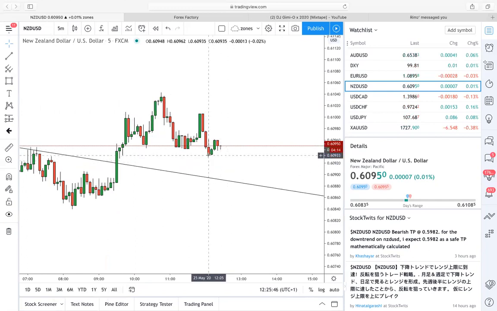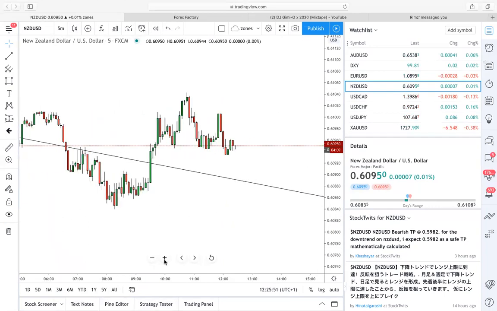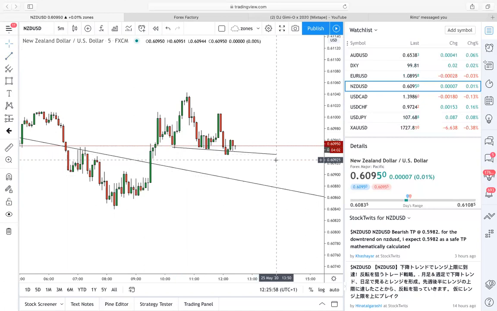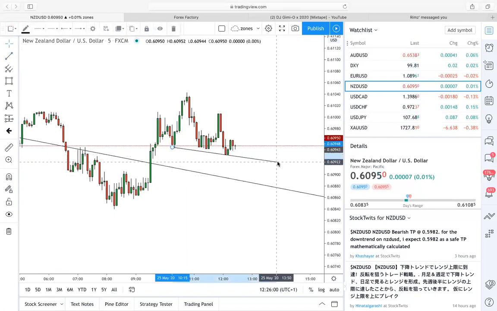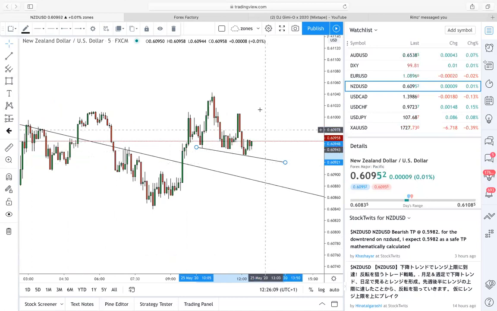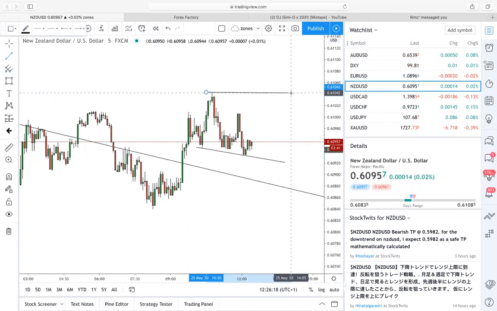So I wouldn't touch it right now, personally. I think I would wait for it to break this area here. I think if it breaks this kind of area here, then it's most likely going to collapse and come back into our pattern. If not, if it decides to come upwards back to here, it's most likely going to continue to rise. So if I just put an area here as well.